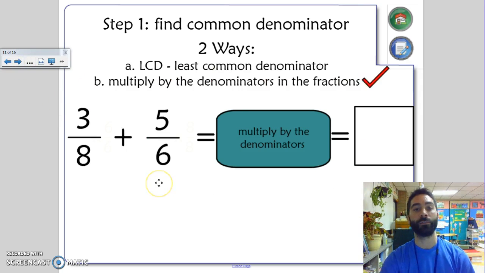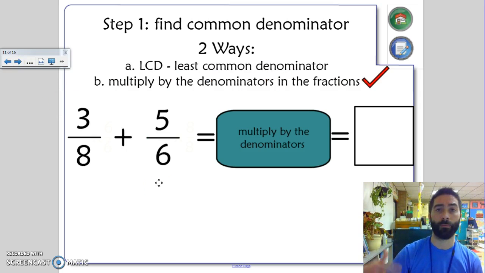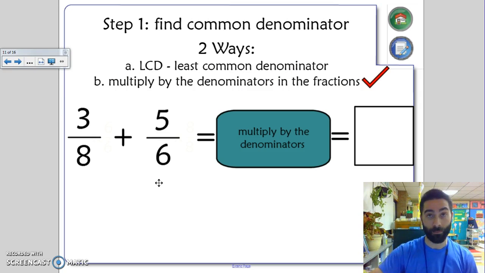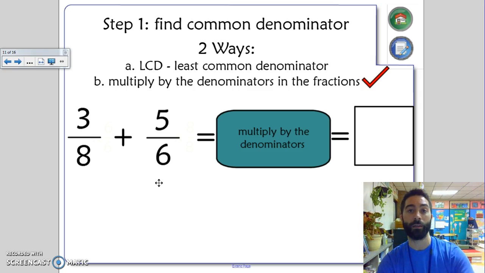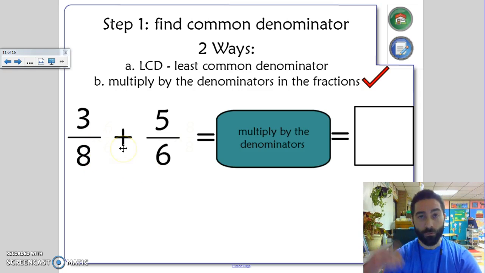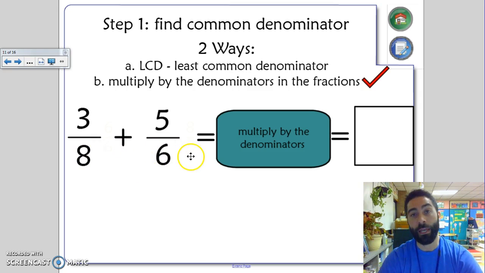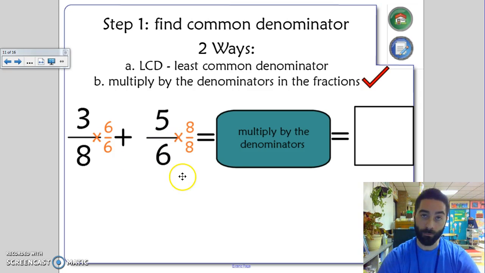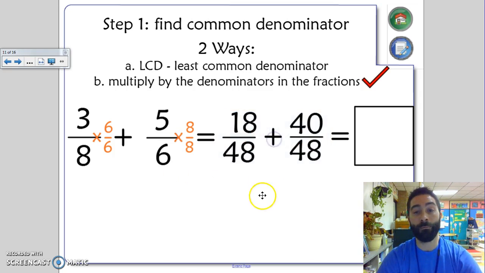Now that is finding a common denominator with the least common denominator. This one is finding a common denominator by just multiplying the denominators in the fractions. So in this case, instead of trying to find the LCD, you're going to just multiply by the denominators, because they share that. So if I do 8 times 6, I'm going to get 48, and 6 times 8, I'm going to get 48. So therefore, I just multiply this fraction by 6 over 6, and I multiply this fraction by 8 over 8. So then I get bigger fractions.